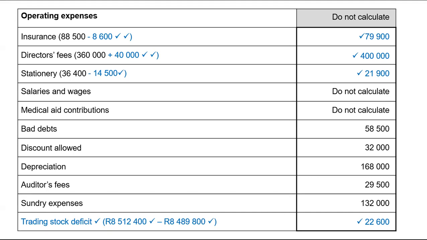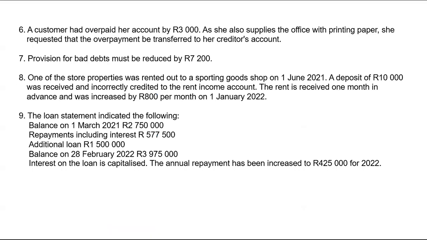Okay, we good? That's it. Let's go to the next adjustment. It says a customer had overpaid her account by 3,000, as she also supplies the office with printing paper. She requested that the overpayment be transferred to her creditor's account. Basically, we reduced our debtors control by the 3,000, but now we ended up owing this customer.